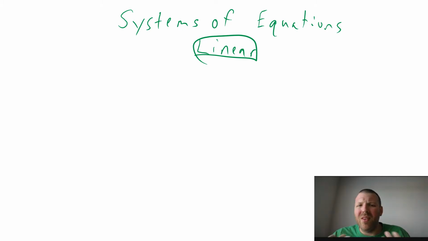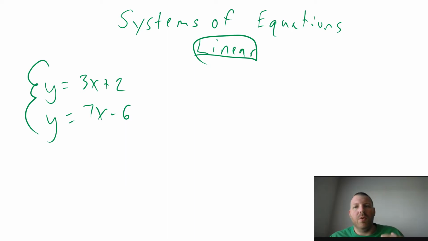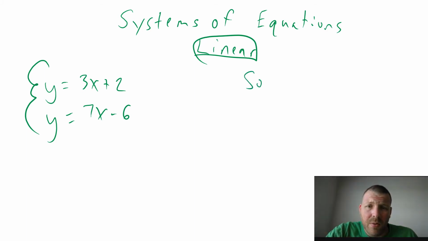So things like y equals 3x plus 2 and y equals 7x minus 6. This is a system. And what we do is we contain it with that bracket over there. Now, the solutions to systems are very simple.